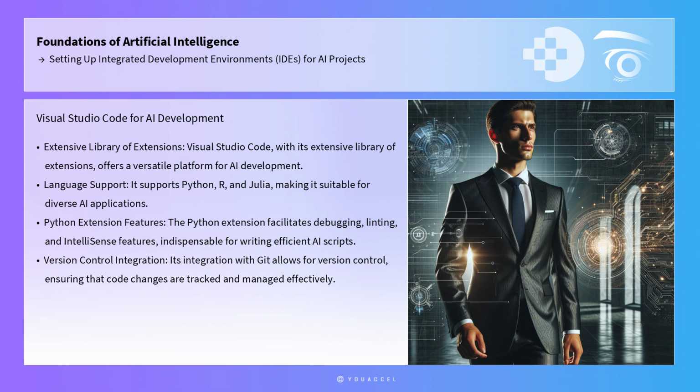Visual Studio Code, with its extensive library of extensions, offers a versatile platform for AI development. It supports Python, R, and Julia, making it suitable for diverse AI applications. The Python extension for Visual Studio Code facilitates debugging, linting, and IntelliSense features, which are indispensable for writing efficient AI scripts. Moreover, its integration with Git allows for version control, ensuring that code changes are tracked and managed effectively.